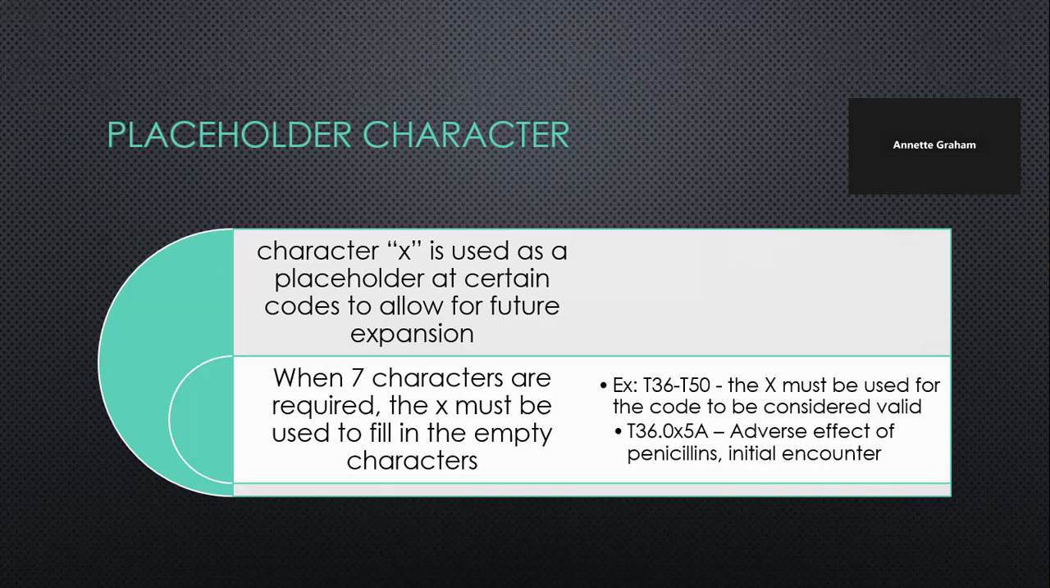As you can see in the example on the screen, your T36 through T50 codes require the X placeholder to be considered valid. If you miss that X placeholder, your code will be considered invalid and not an appropriate code. For example, T36.0X5A: the X must be in the fifth position in order to be a complete code. This code is for the adverse effect of penicillin, initial encounter.